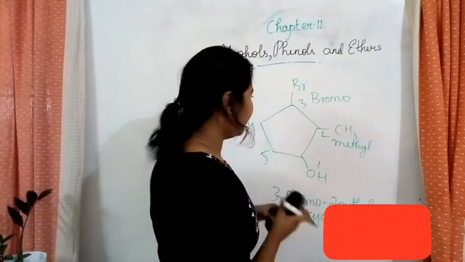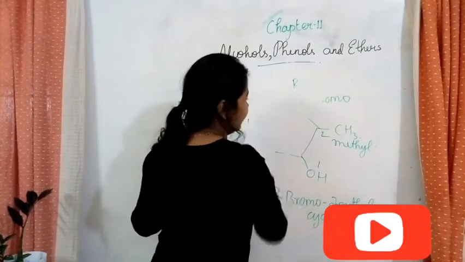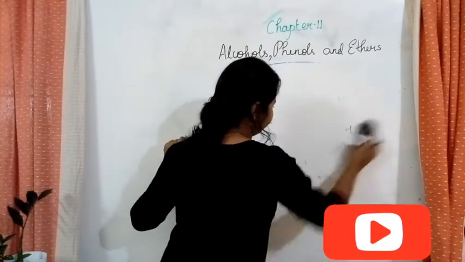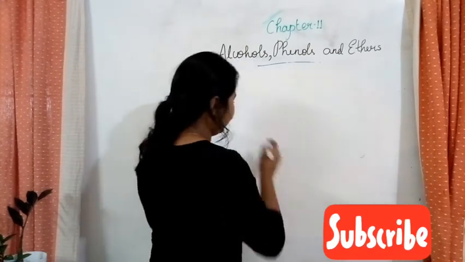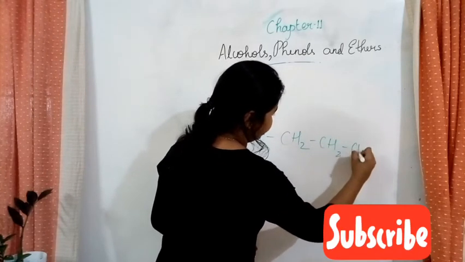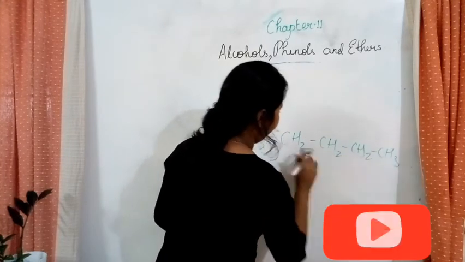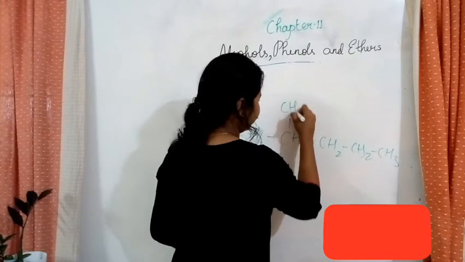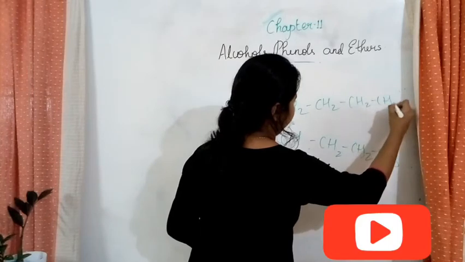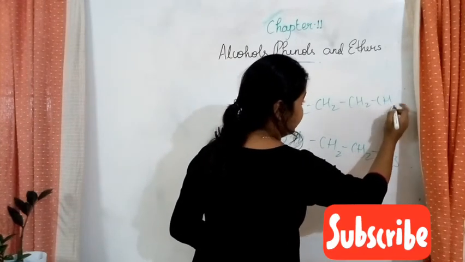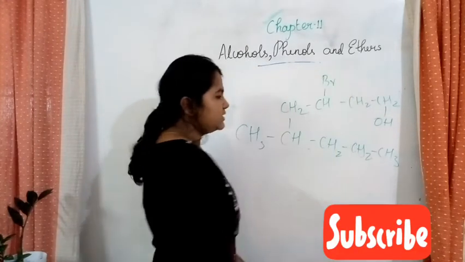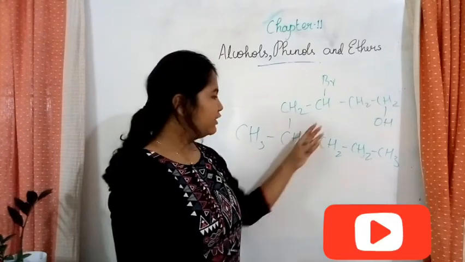Now let's see one more of a straight chain, an aliphatic alcohol. So let's write CH3, CH2, CH2, CH2, CH3. I'm rubbing this and I'm writing CH2, CH2, CH2, CH3, CH2, OH, and over here let's give a bromine. So, how will you name this compound?